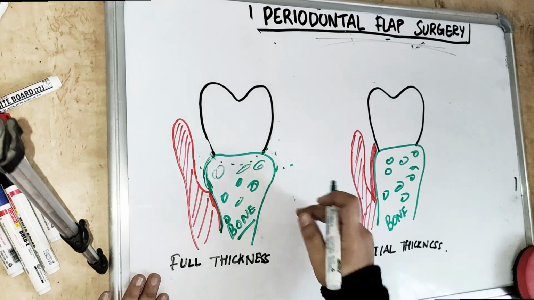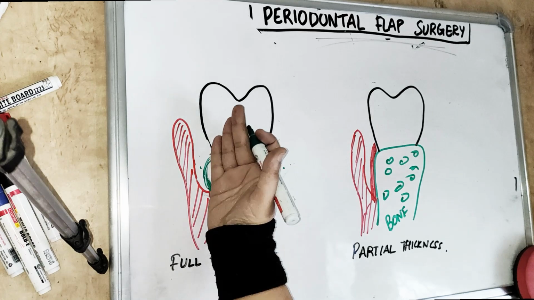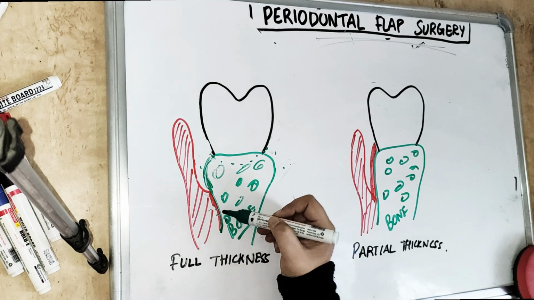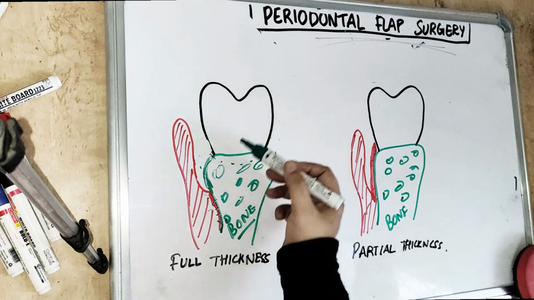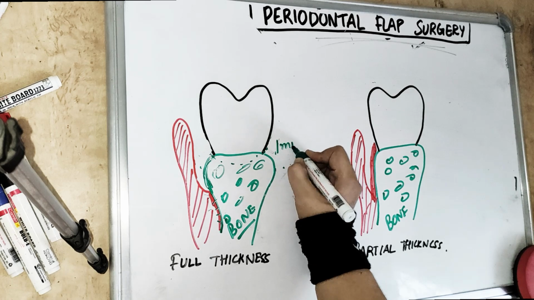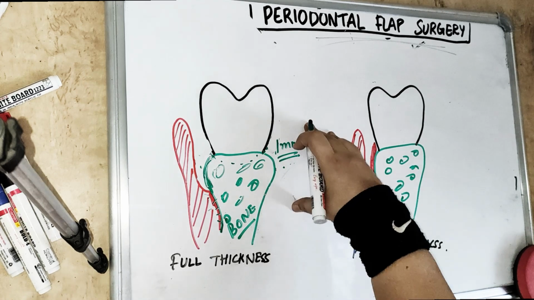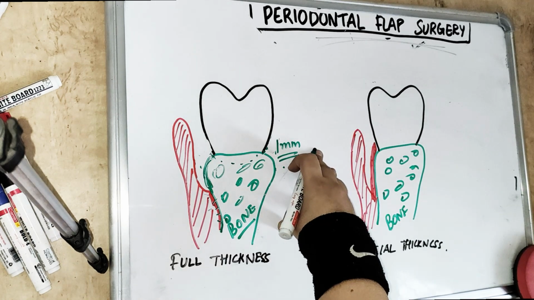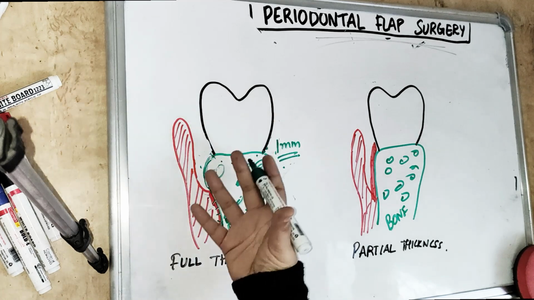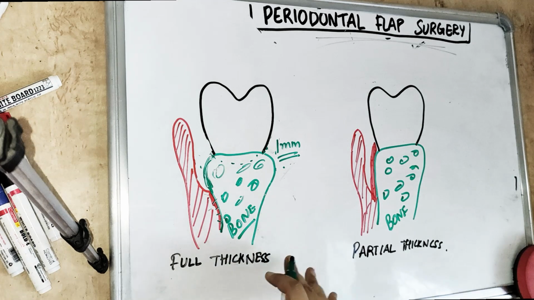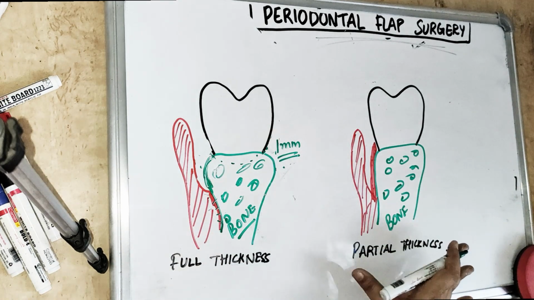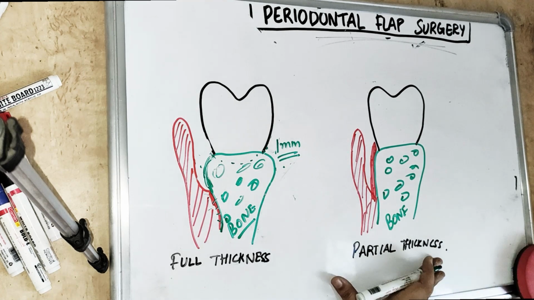Now the drawback of this flap is that you are reflecting all of the soft tissue, and these fibers are actually giving the blood supply to the bone, to the teeth as well. So there will be up to 1 millimeter of bone resorption, because we are reflecting this and it was providing the nutrition. So if we don't need to touch the bone surface, then we will go for the partial thickness or the split thickness flap.